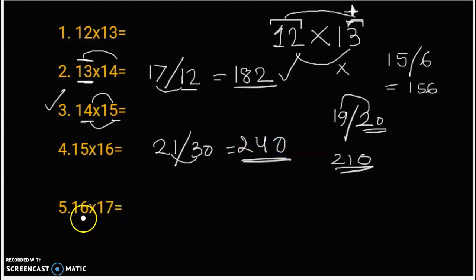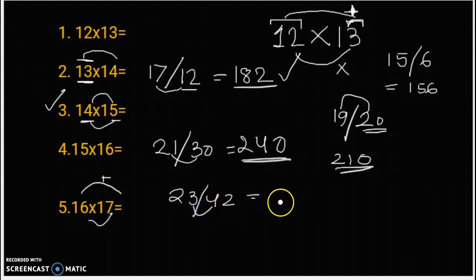Similarly, 16 plus 7 and 6 times 7. So 16 plus 7 is 23 and 6 times 7 is 42. The final answer will be 272. I hope the steps are clear so far.